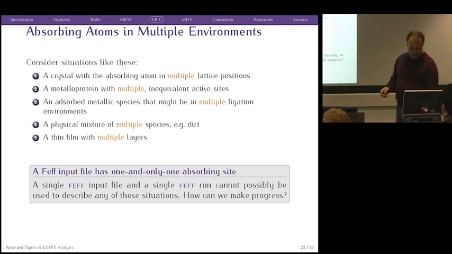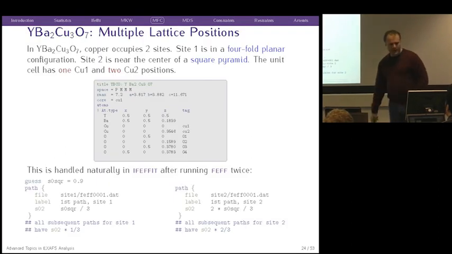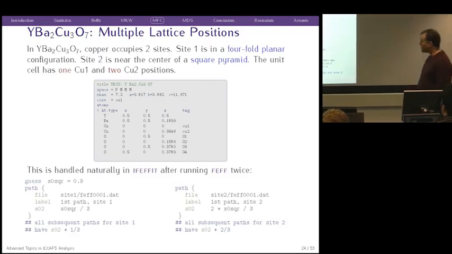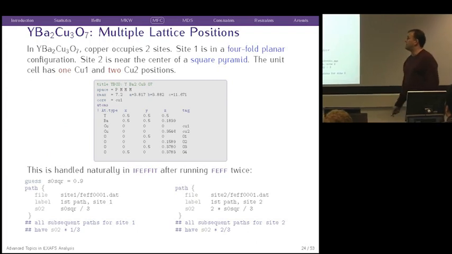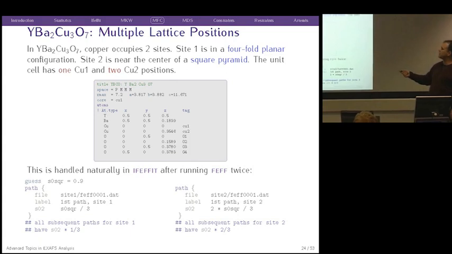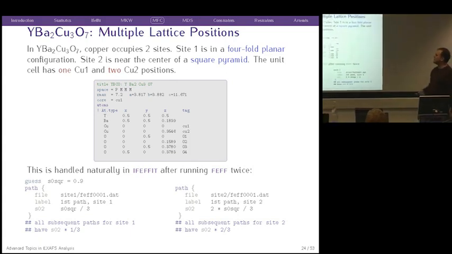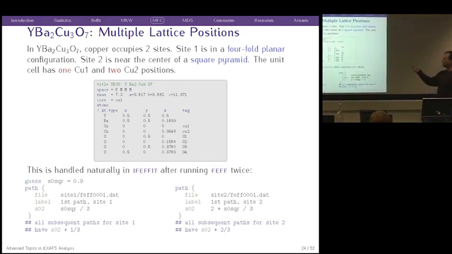Well, here's a really simple example, a simple crystal example. One of the first high temperature superconductors was this guy, yttrium barium copper oxide. The thing I want to draw your attention to is that the copper has two inequivalent sites. There are two different kinds of copper in the unit cell for yttrium barium copper oxide. One is in this fourfold planar configuration, and the other is in the middle of a square pyramid.